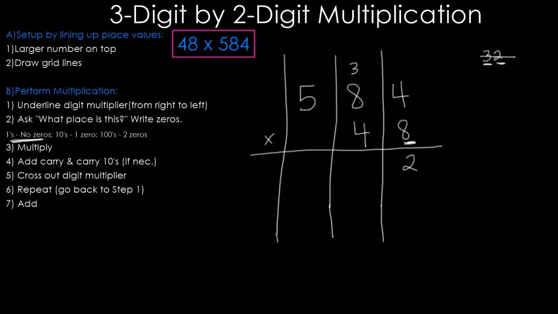Next, 8 times 8. 8 times 8 is what? 64. Do we need to add any carries? Yeah, there's a 3 up there. So plus 3, write it, cross it out. 64 plus 3 is what? 67. Do we need to carry the tens? Yep. We write the ones, we carry the tens. We write it, we cross it out.